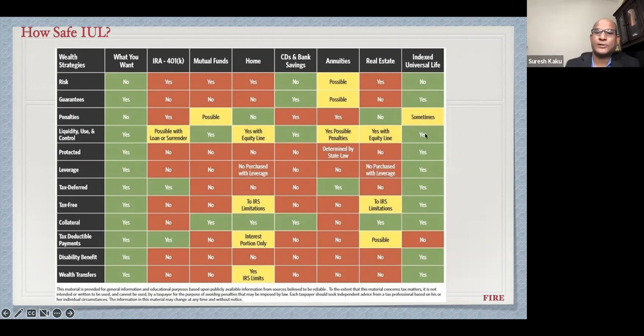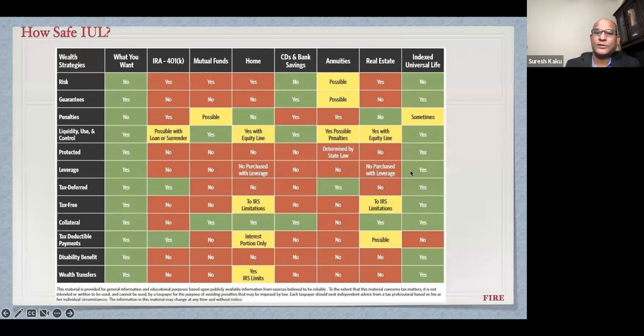So liquidity and control, yes. Is it protected from downside? Yes. And protection means it is not only downside protection, but also protection from creditors or from any bankruptcy. The money from this one is protected.